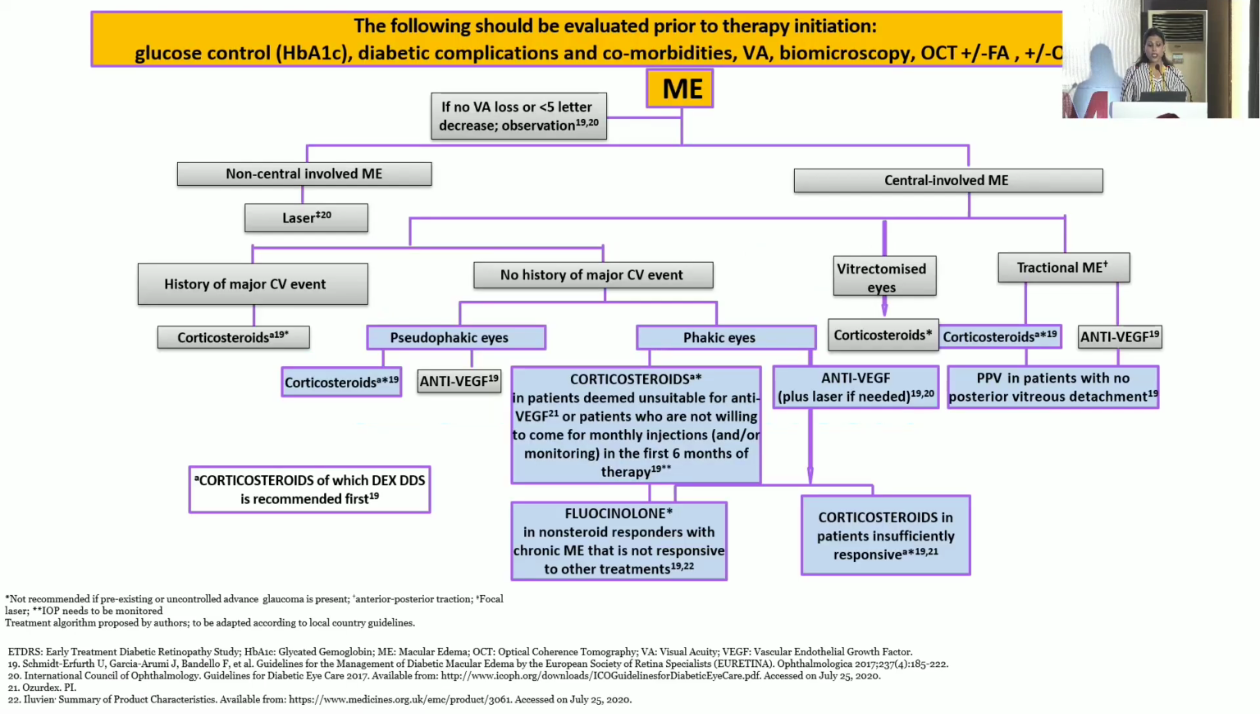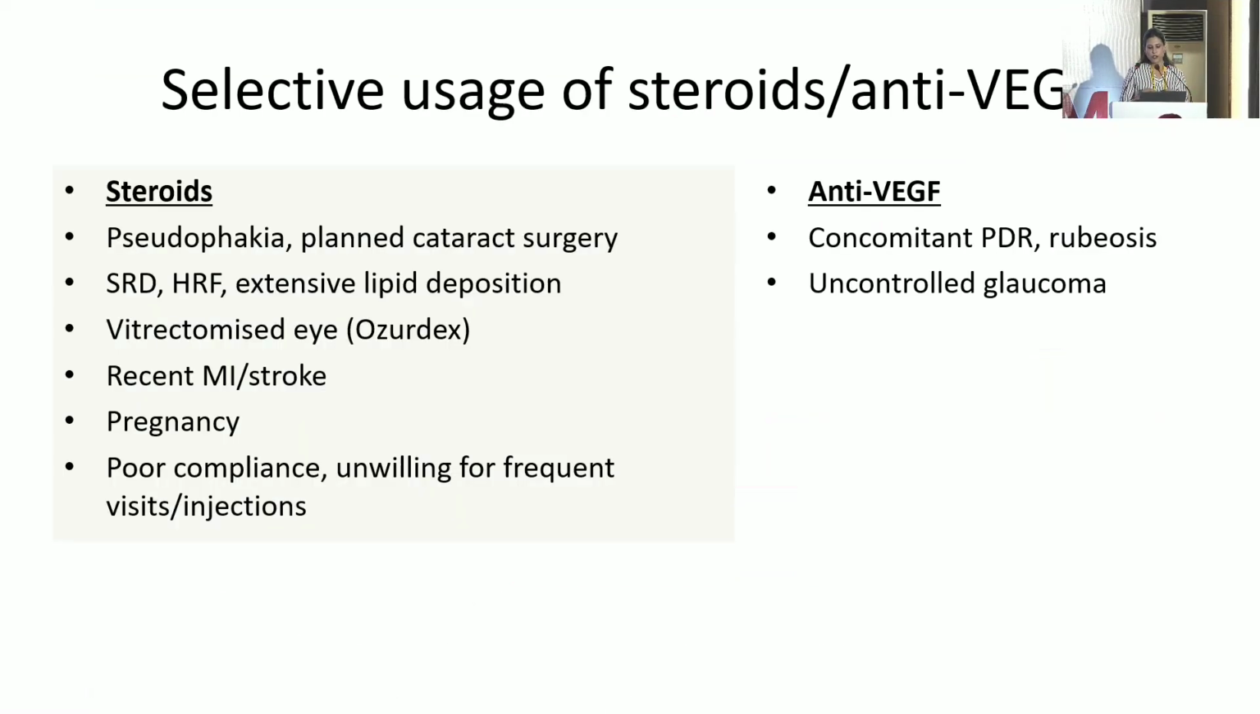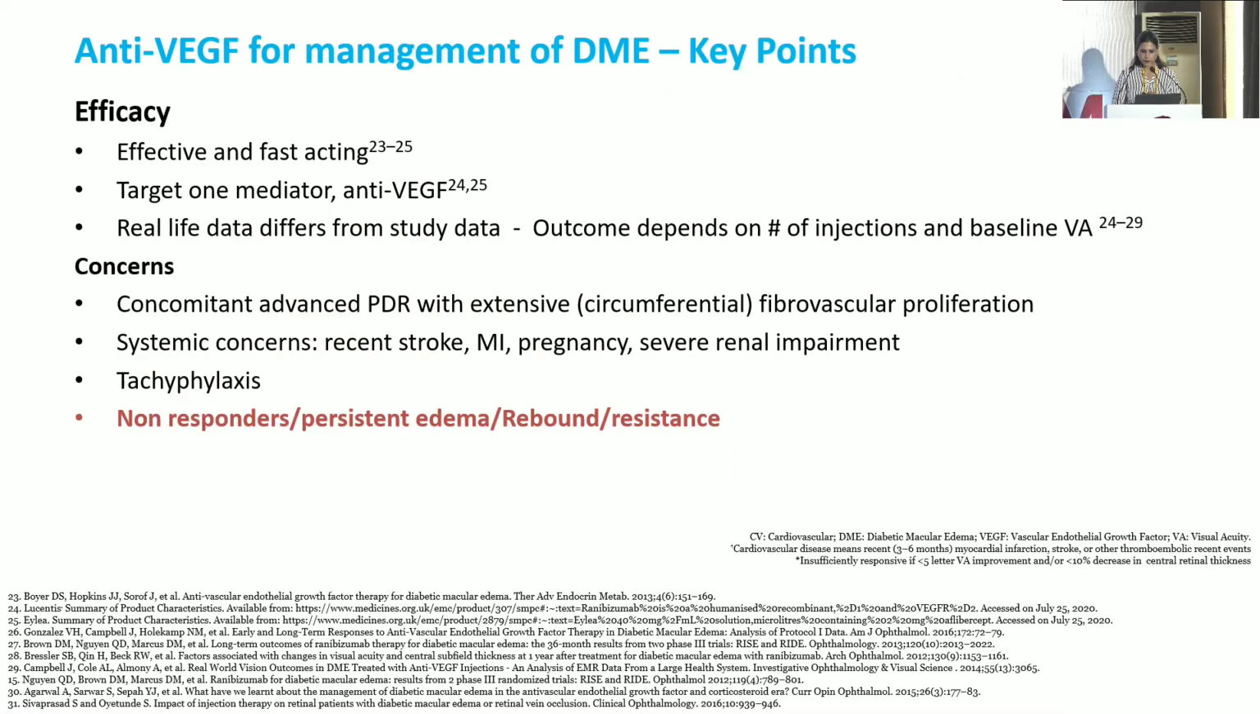This is a very good flow chart which summarizes how we should take into consideration the management of such a patient. To simplify it, steroids should be considered as first line in a pseudophakic patient, if cataract surgery is planned, if there is central serous retinal detachment, hyperreflective foci, extensive lipid deposition, a vitrectomized eye, recent history of MI or stroke, pregnancy, and if there are chances of poor compliance and the patient is unwilling for frequent injections. Anti-VEGF should be considered if there is concomitant PDR, presence of rubeosis, and uncontrolled glaucoma.